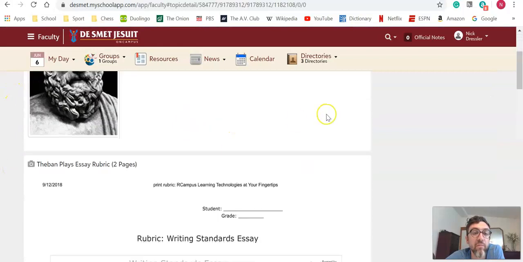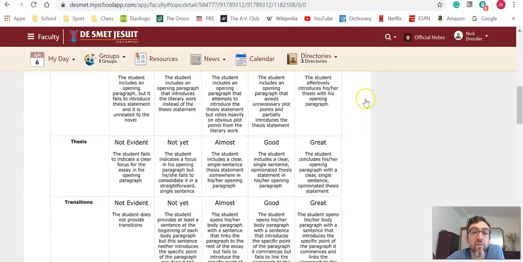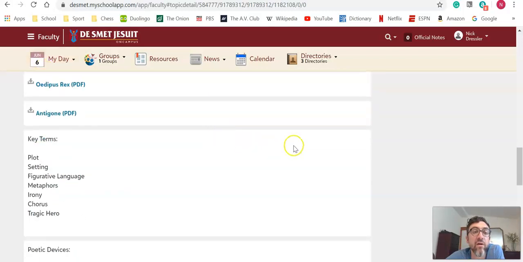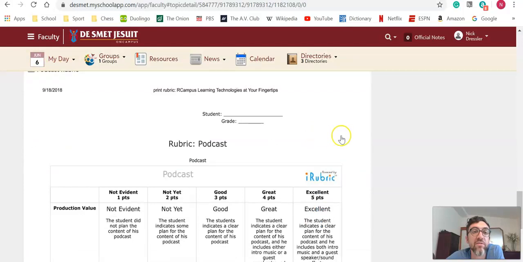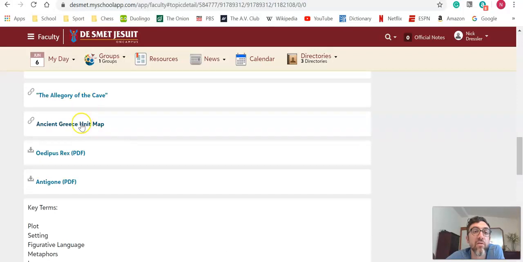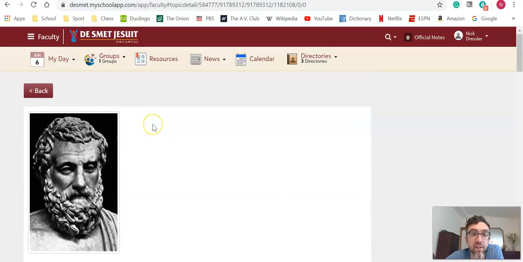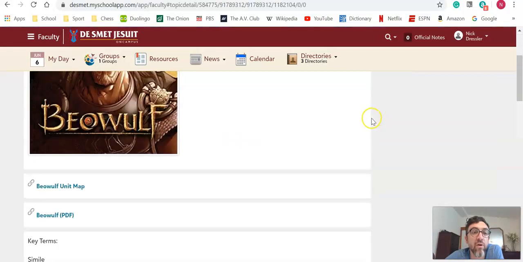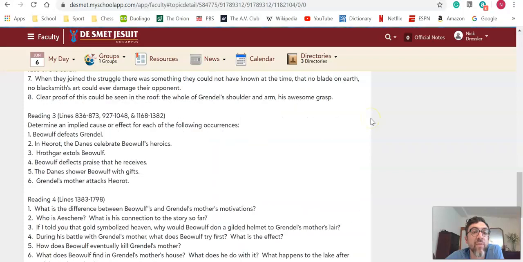So when you open up the Theban Plays, you can see here we've got our essay rubric for the essay, and then all of the different key terms, poetic devices, another rubric here for the podcast. These all go with this ancient Greek map. These are all resources that they would need at some point during the unit, and since it can be easily arranged here, if you compare this to something like Moodle, it would be like the topic heading that you do there. But it's very simple for students to find something if they know what heading it's in.